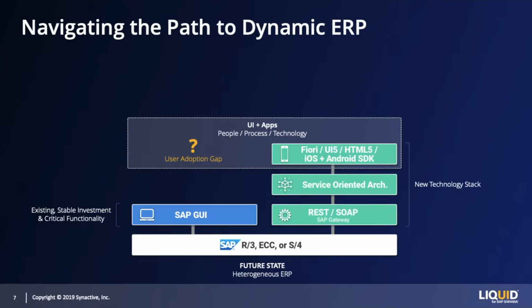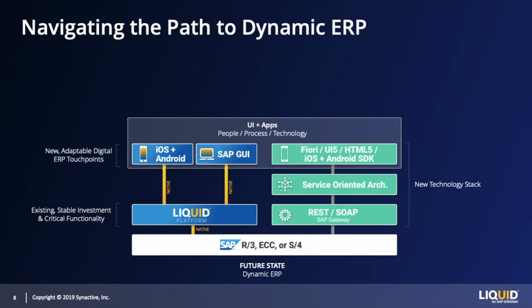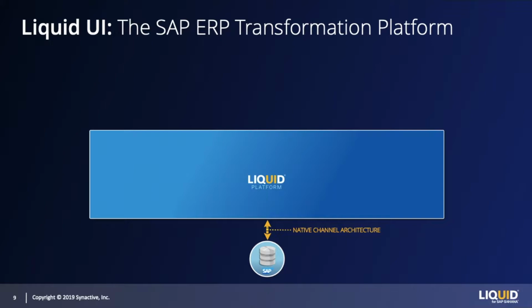And this is exactly where Liquid UI comes in. And that's because Liquid UI takes the native channel architecture of the SAP GUI and turns it into a powerful platform for extending your SAP infrastructure into the space of consumer-grade dynamic ERP applications. So let's zoom in to take a closer look at the Liquid UI platform.